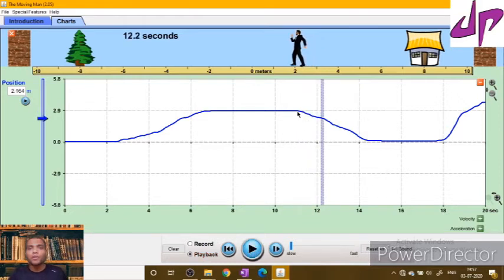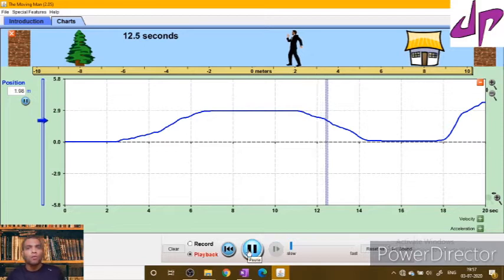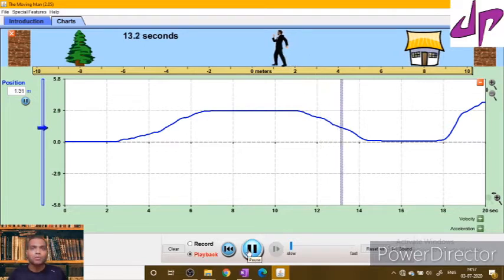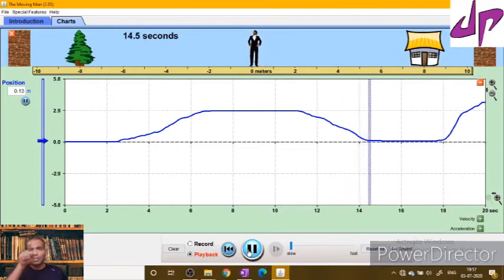Now this time he is moving backward. When he is moving backward, do you observe the graph is now falling down, because the position changes. So that's why we have to draw the graph backwards. Now how far did he come back? He came back to 0. That's why the graph went down.